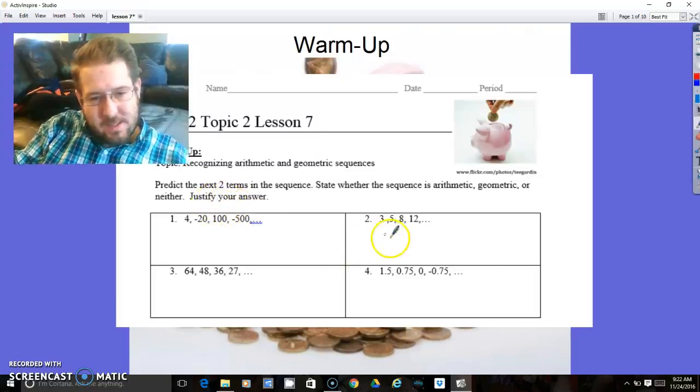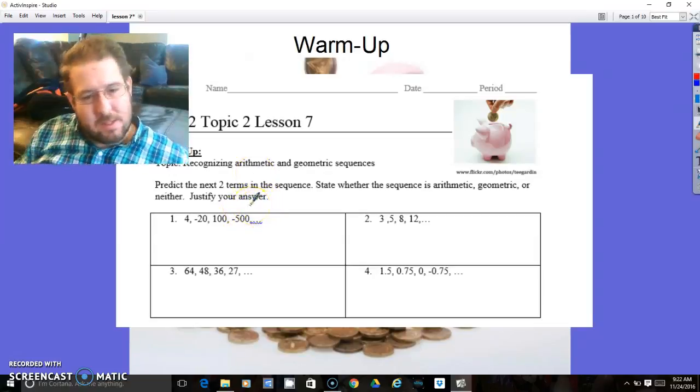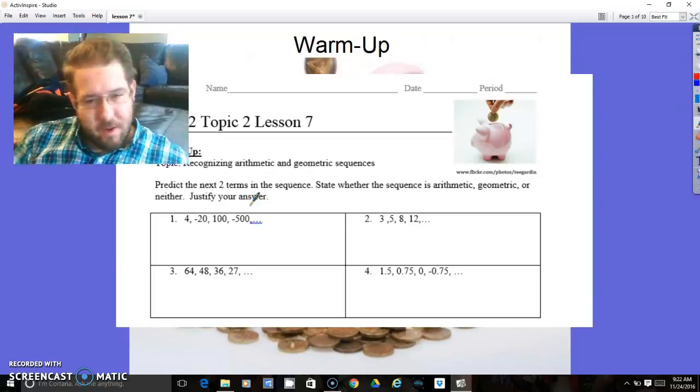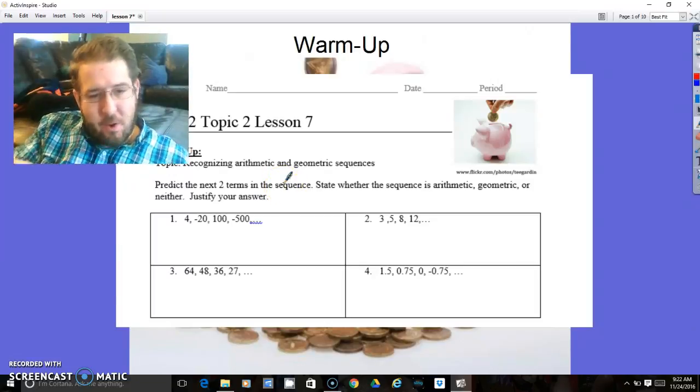So warm-up is just that. You notice that it's getting bigger pretty fast, which means in this case it's most likely going to be geometric, because geometric sequences either increase or decrease very rapidly, much more rapidly than arithmetic sequences, because they're either adding a positive or adding a negative, which means they don't increase very quickly. They pretty much stay at a constant rate of adding. So in this case, we have multiplied by -5. So it is a geometric sequence.